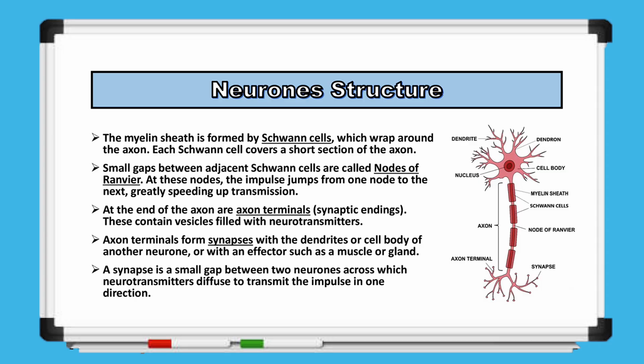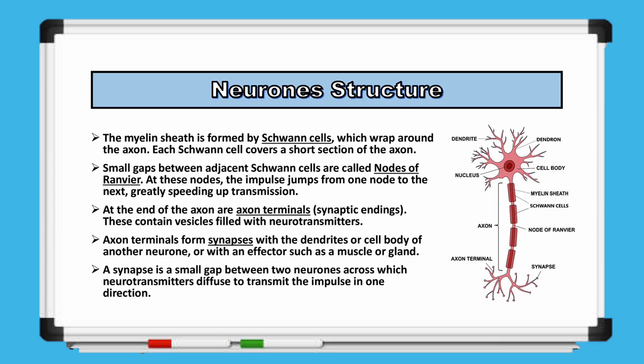The myelin sheath is produced by Schwann cells that wrap around the axon. Each Schwann cell covers a small section of the axon and helps protect and insulate it. The small gaps present between neighboring Schwann cells are known as the nodes of Ranvier. These gaps allow nerve impulses to jump from one node to another, which increases the speed of impulse transmission.